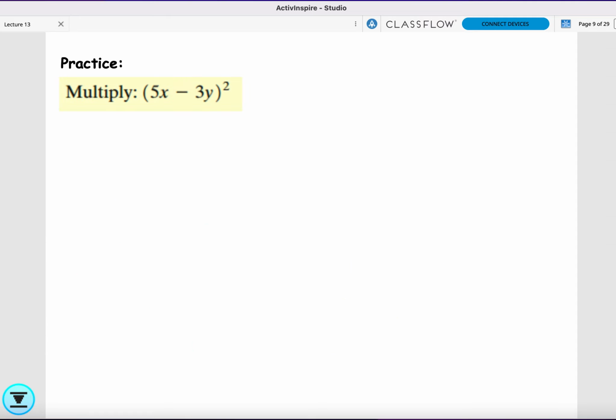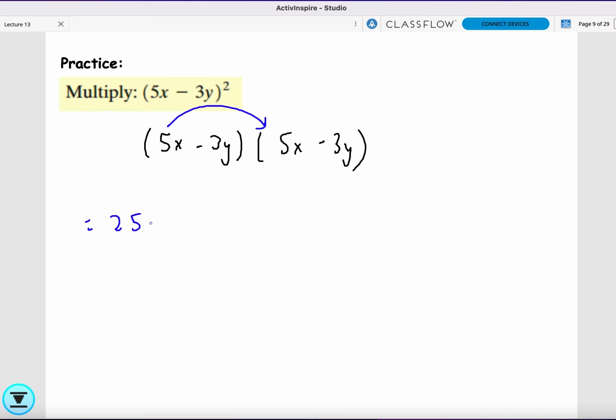Here's another practice one for you to do. I challenge you to do it either in regular form, or use the box method, or use the arrows, whichever one is your preference. Make sure you just pause here to try it on your own. I am going to use arrows for this one. 5x times 5x is 25x squared. 5x times negative 3y is negative 15xy.